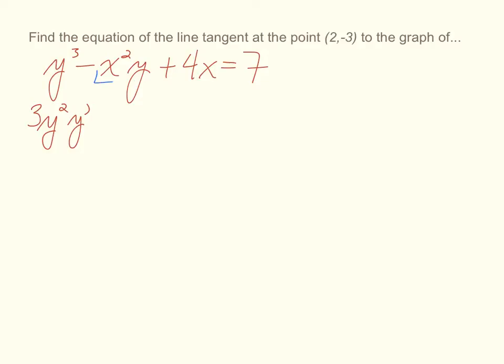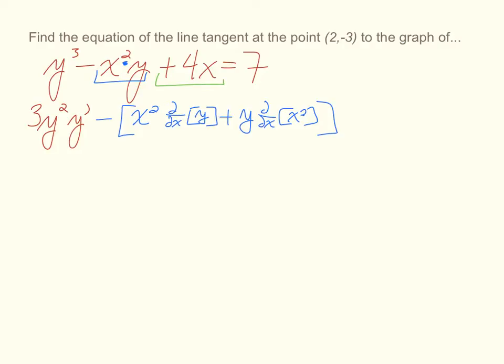For this second term, x squared times y, this is a product of two different functions, so we will need to use the product rule. So we will subtract the first times the derivative of the second, and we will add to that the second times the derivative of the first. With this third term, for 4x, we can just take the derivative using the power rule to give us plus 4, and on the right side of the equation, the derivative of a constant is 0.